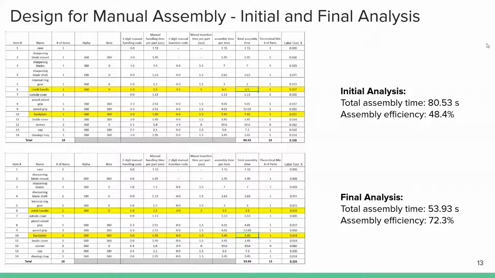In our initial analysis for design for manual assembly, our total assembly time was 80.53 seconds, and the assembly efficiency was 48.4%. We chose to redesign the back plate and crank handle, highlighted in yellow, due to their high assembly times and associated costs. After the redesign, we performed a final analysis of design for manual assembly and found the total assembly time was reduced to 53.93 seconds, and the assembly efficiency improved to 72.3%.